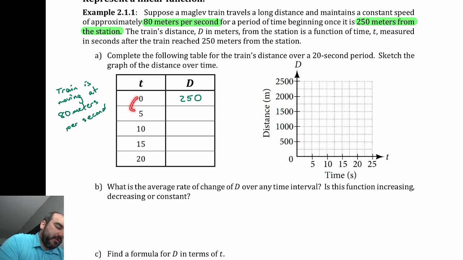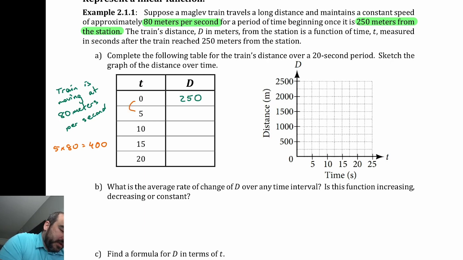So from 0 to 5, in 5 seconds it's going to travel 5 times as much. So 5 times 80 is going to be, where do I do this? I guess we'll do it over here. 5 times 80 equals 400. Right, so it's going to move 400 meters in these 5 seconds.